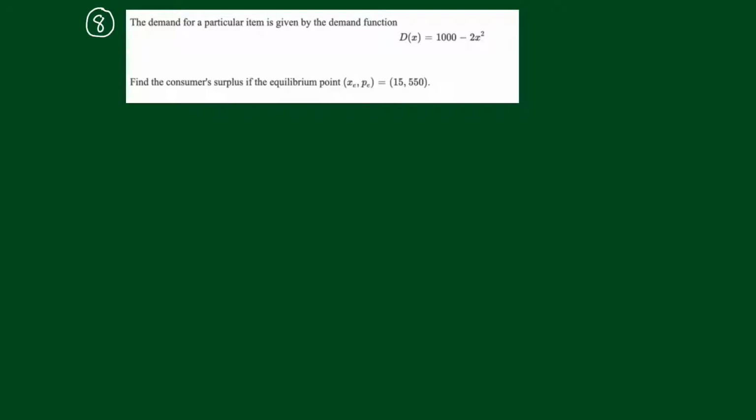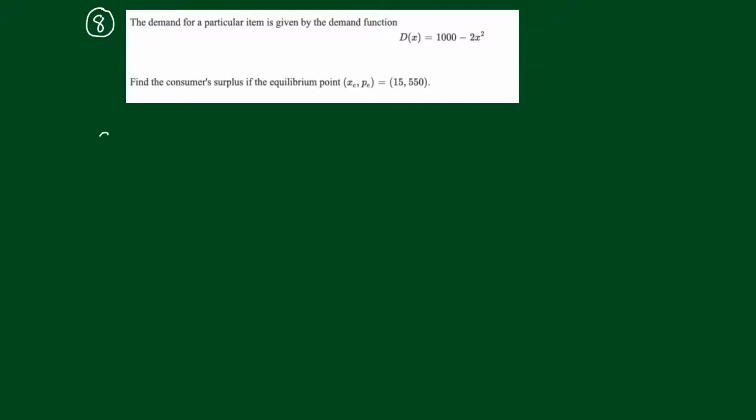We were given that the demand for some particular item is given by this function right here. Now look what it is. It's a quadratic, right? X squared is quadratic. It's negative, so it opens downward, and it starts up here at 1,000. So it's a quadratic that looks like this. And what we want to do is find the consumer surplus, and we're given the equilibrium point.